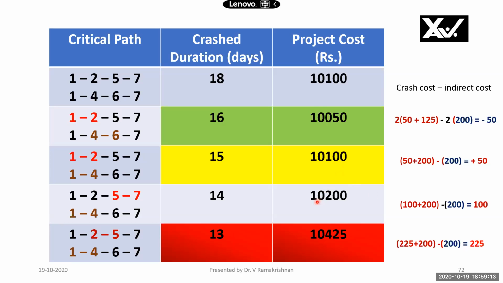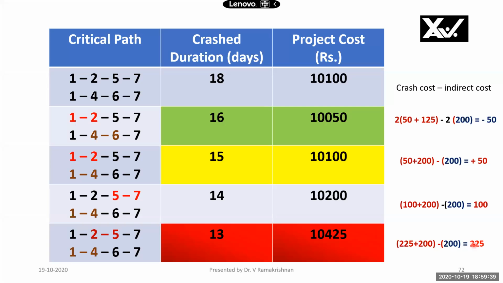Therefore, it has come to 10,200 for 14 days. And I can still crash further, but 5-7 cannot be crashed any further. Therefore, I crash activity 2-5. The cost is 225, and I can crash activity 1-4 further by 1 day. It is 200 rupees, which you can see here. So 225 plus 200 is 425, the increase in cost. 200 is the saving in indirect cost.